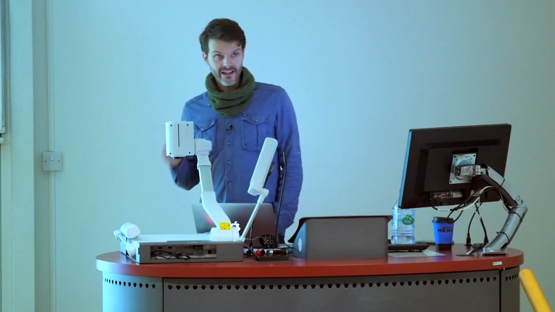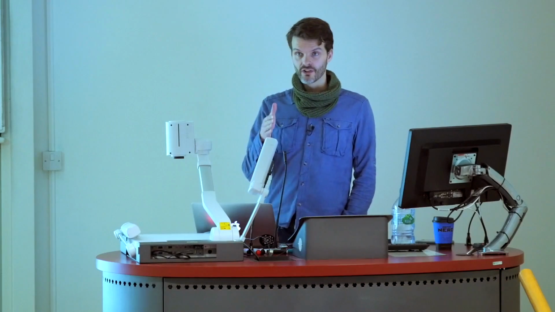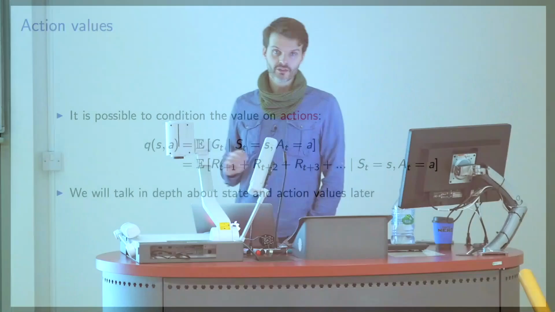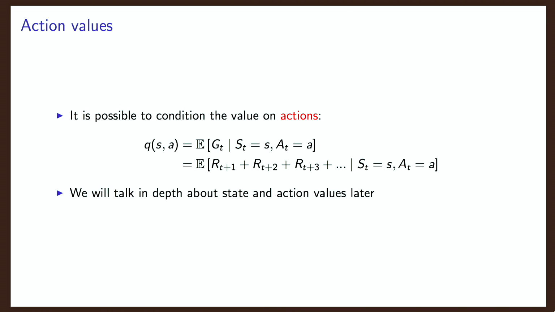It's also possible to condition the value on actions. So instead of just conditioning on the state, you can condition on the state and action pair. The definition is very similar to the state value. There's a slight difference in notation. For historical reasons, this is called a Q function. So for states, we use V, and for state action pairs, we use Q. There's really no other reason than just historical for that. And we'll talk in depth about these things later. So the only difference here is that it's now also conditioned on the action. Otherwise, the definition is exactly the same as before.